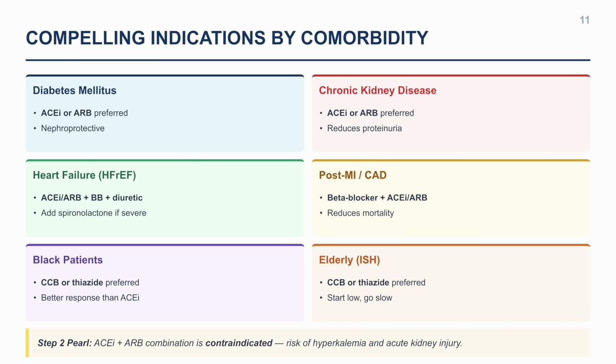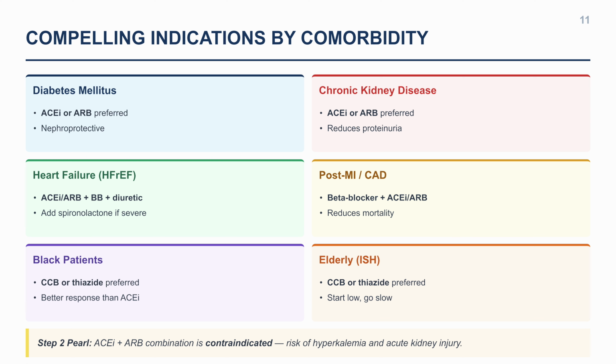Antihypertensive choice should be tailored to comorbidities. In diabetes mellitus, ACE inhibitors or ARB are preferred because they are nephroprotective. In chronic kidney disease, ACE inhibitors or ARB are preferred because they reduce proteinuria. In heart failure with reduced ejection fraction, the standard combination is an ACE inhibitor or ARB plus a beta blocker plus a diuretic, with spironolactone added in severe disease, after a myocardial infarction, or in coronary artery disease.